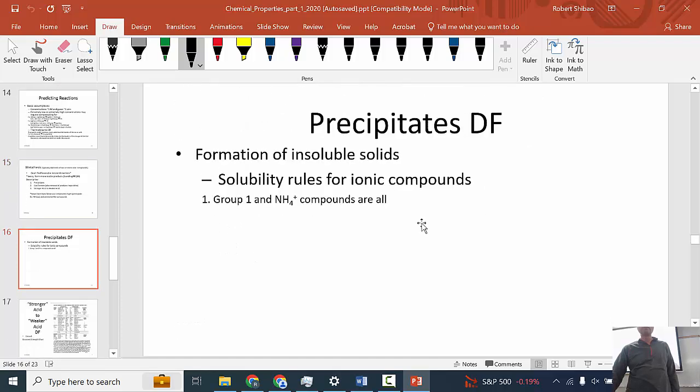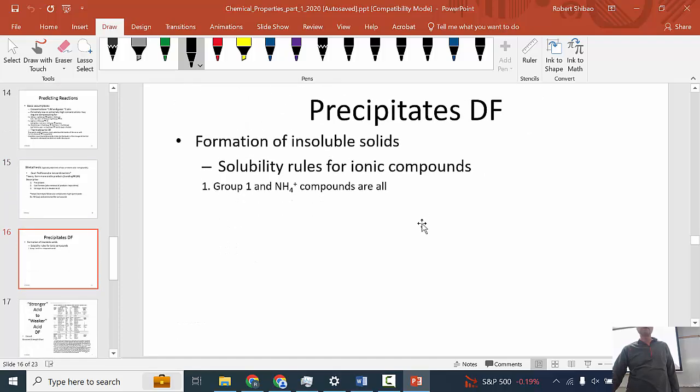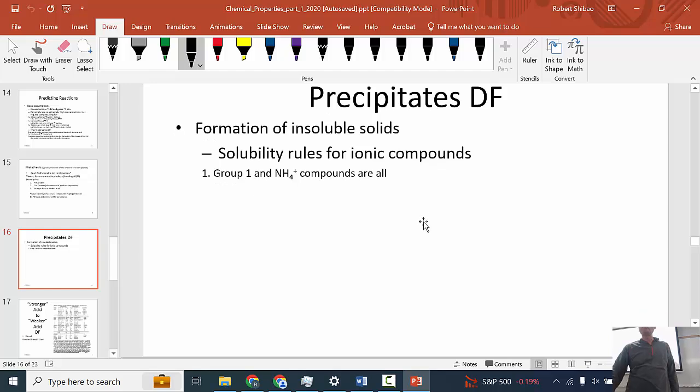So we're going to do a couple of things here. For today's lab, this is what you're going to turn in. You can just write it in your notebook, and then scan it as a PDF and upload it. You're going to write the solubility rules, just to refresh your memory of them.